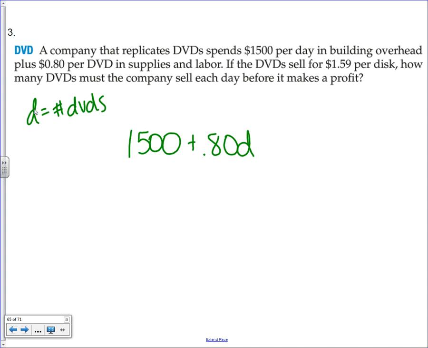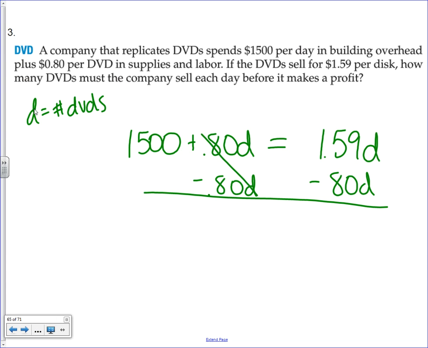Okay. How much do they sell them for? How do I show $1.59 for each one? D. Okay, now, if I want to make a profit, I'm going to set them equal. If I can figure out where they're equal, that's where I don't make money, but I don't lose money. That's your break-even point. How are we doing with that? Okay, how am I going to solve this? I believe I'm over to Dalton, yep. 0.80 D? Mm-hmm. Those are D's, remember, folks. So now what do I have, sir?